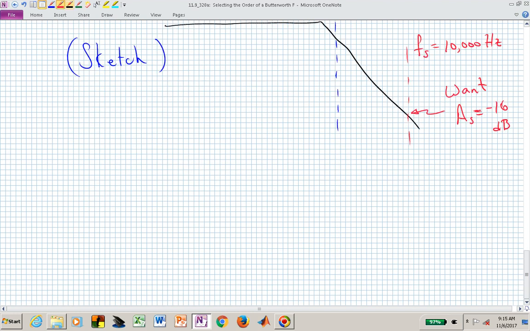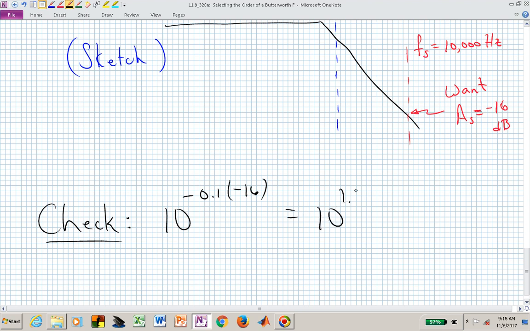All we really need to do now is utilize the formula, but maybe before we do that, as a sanity check, we can check to see if 10 to the minus 0.1 times a sub s, which was minus 16, so now we have 10 to the 1.6, is much bigger than 1. In this case, that ends up being about 40, which is reasonable enough to say that's bigger than 1.